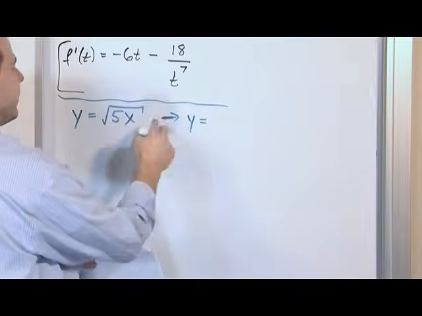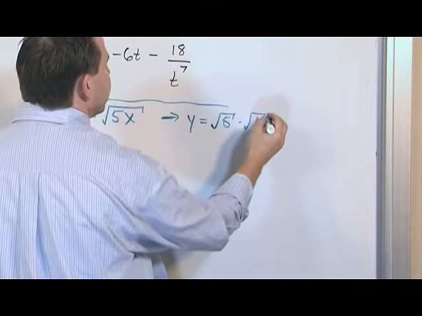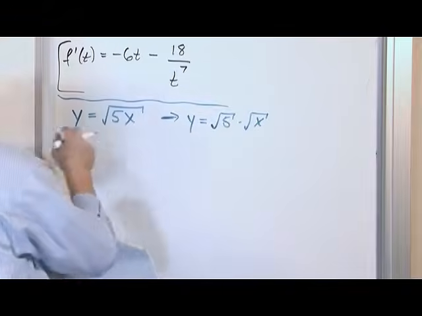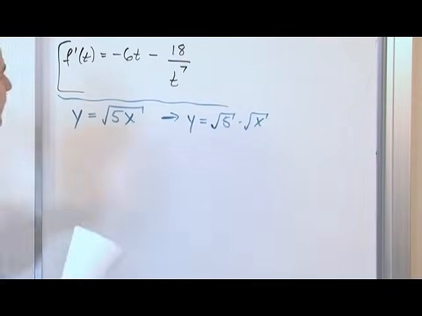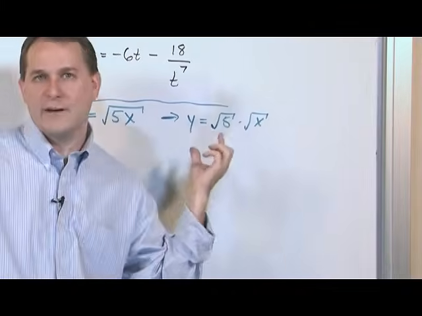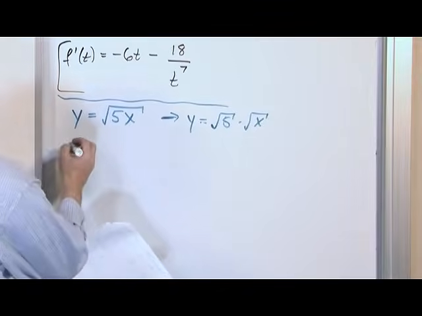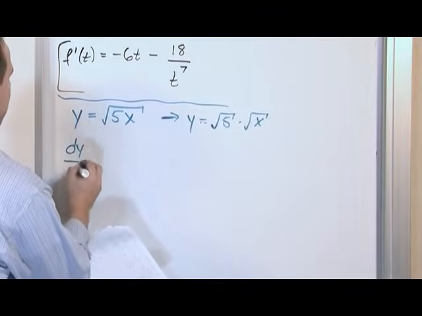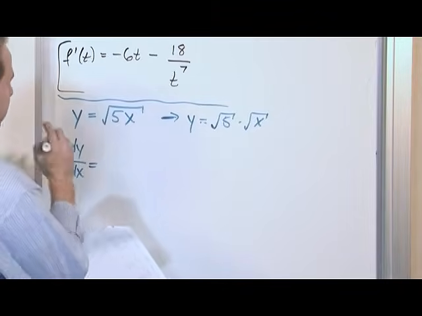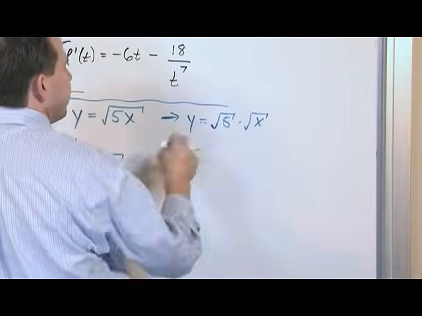You can rewrite this as the square root of 5 times the square root of x. You think about it because you can just multiply these things under the radical. So now what you have is a constant. This is simply a number. Square root of 5 is just a number. This is a function. So we just take this guy and do it like we've always been doing. So dy with respect to x is equal to, the constant sits out in the front, and then we take the derivative of this guy.